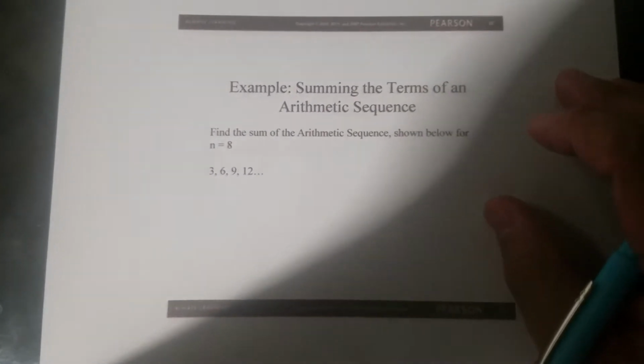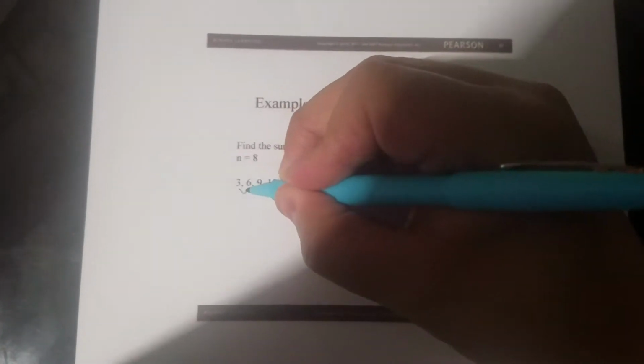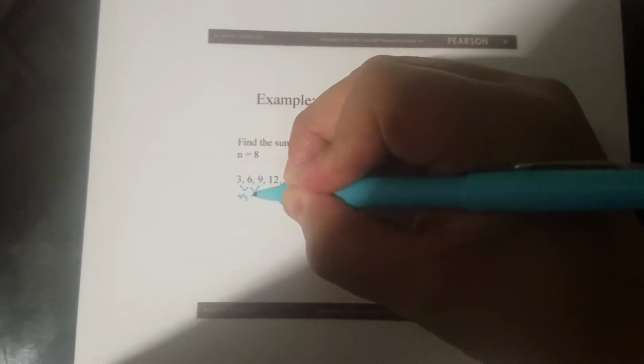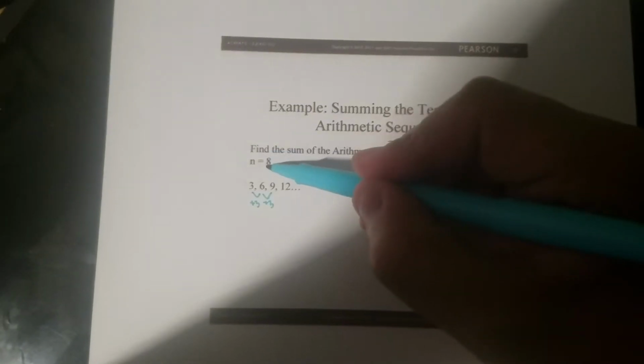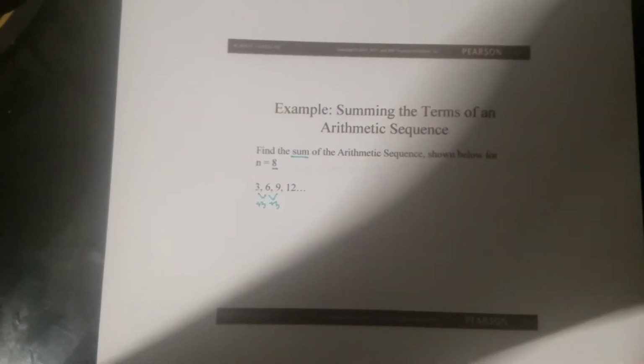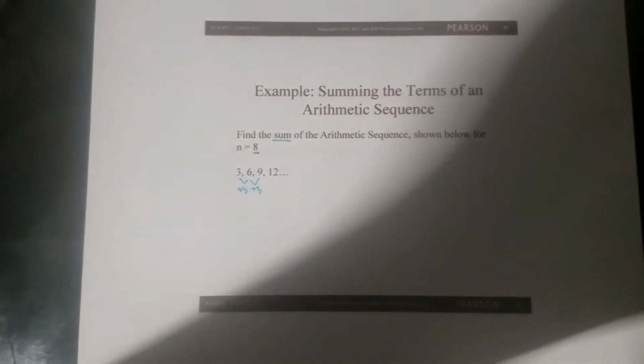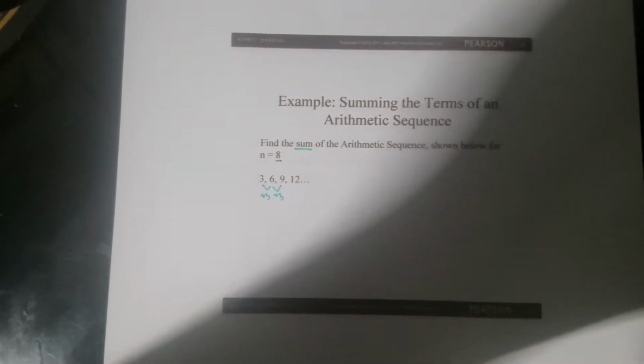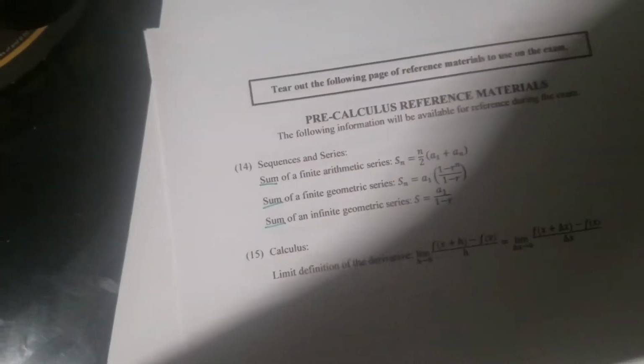So this is an arithmetic sequence, and I can tell because I'm adding 3 for each one of these. So here they're asking me to find the sum again, all the way up to n equals 8. So I'm going to use the equation they give me here, this one right here.